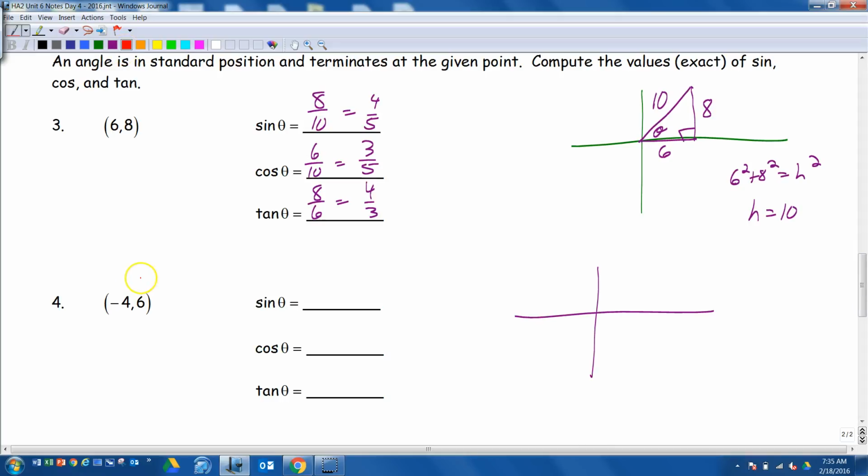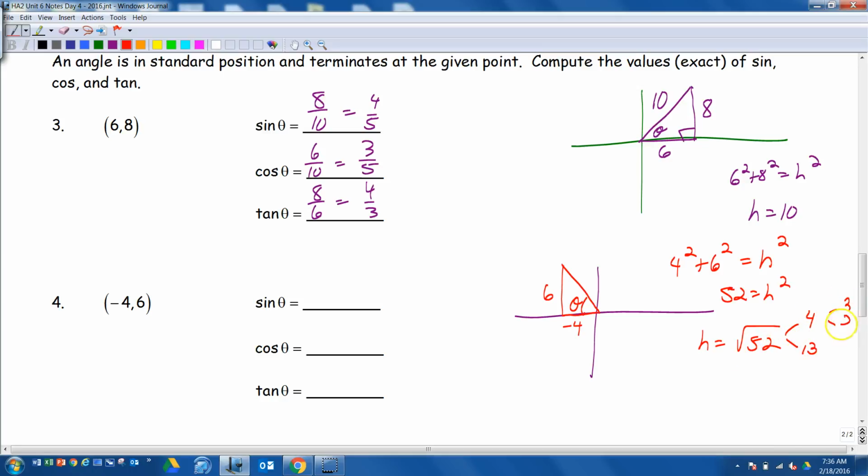Alright, now we're going to draw this triangle. This means that it's going -4, so 4 to the left, up 6, and then back to the origin. So this is the reference theta that we're going to work with. You need to find the hypotenuse. I got rid of the negative just because it doesn't matter when you square it. You get 52 equals h squared. H is equal to the square root of 52. You can break that down to 2√13. So this hypotenuse is 2√13.